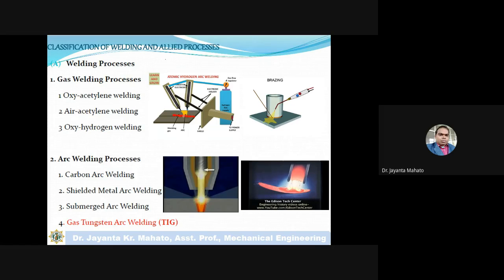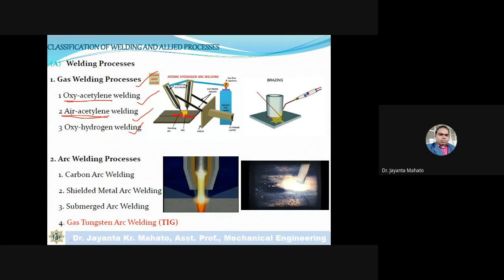This welding process is classified according to the different gases used. These are types of gas welding process, meaning what type of gases are used, like oxygen and acetylene. So this is the oxyacetylene welding process. Another is that air and acetylene gas may be used, so this is the air acetylene welding process. And sometimes oxygen and hydrogen gas are used as a source of heat energy. So these are types of hydrogen welding process.